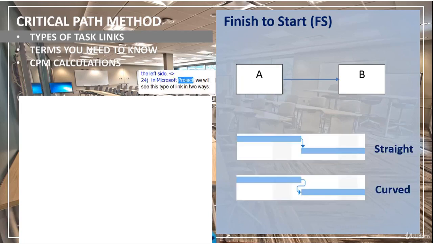In Microsoft Project, we will see this type of link in 2 ways. Straight or curved shape of the arrow has no difference in terms of meaning. Both representations are finish to start type of links.